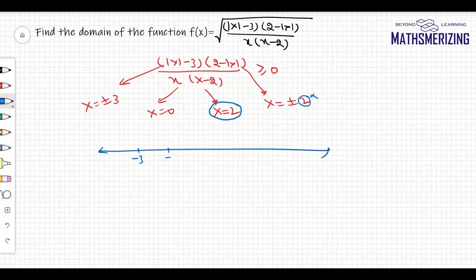So what I'll do is, I'll plot these numbers on a number line. So this is −3, −2, 0, and then here it will be 3. Now what is the sign of the rightmost? So plus, minus, plus and plus will be minus. So minus, plus and minus. Now what do I need? I need greater than or equal to 0. So I need plus.